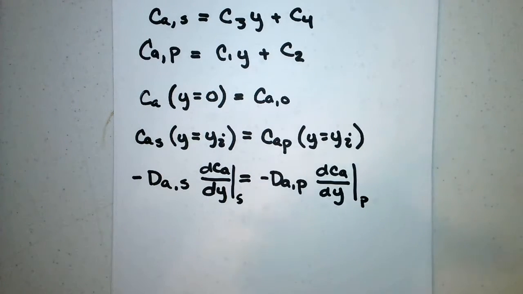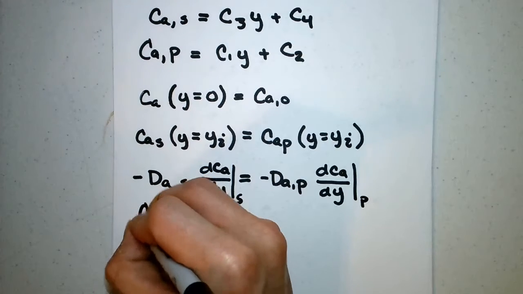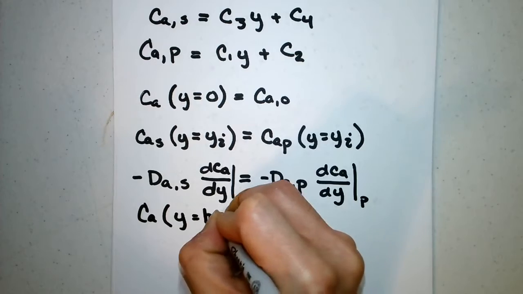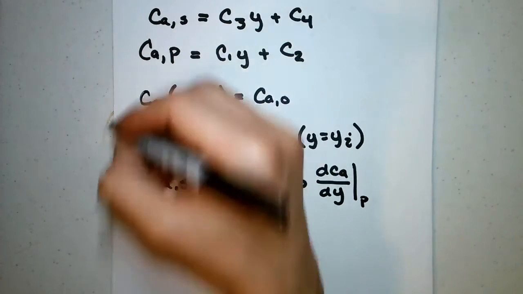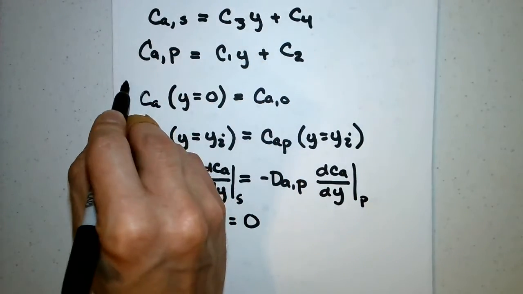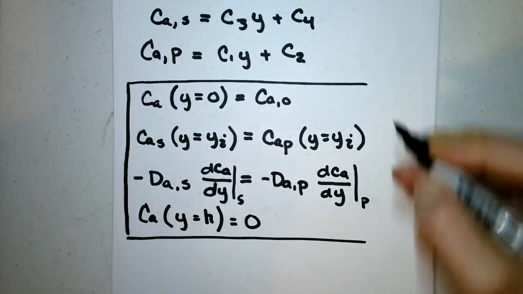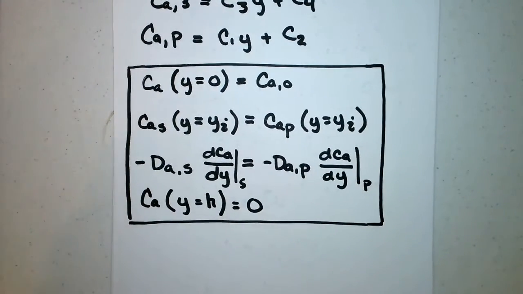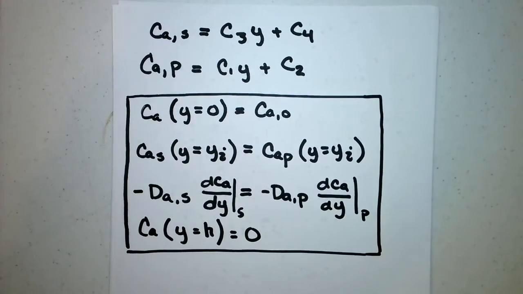And finally, as we march through the system and get to the top, we have the concentration of A at y equals h equals 0. Let me tell you guys, this is a system of equations that can take you a little bit of time and a few pages to solve. I've done it. I've asked people to do it on exams, plenty. If you have a take-home exam, I would absolutely ask you to do this. But this is just a system of equations.